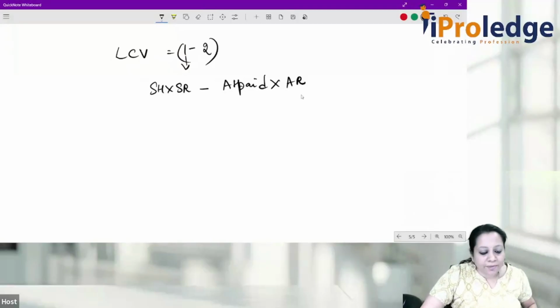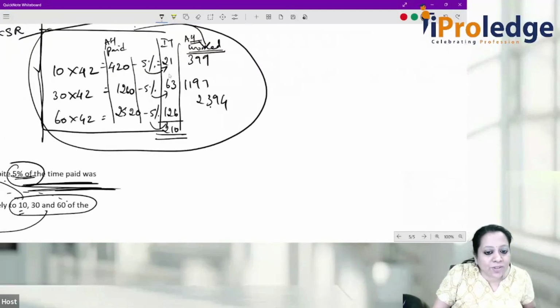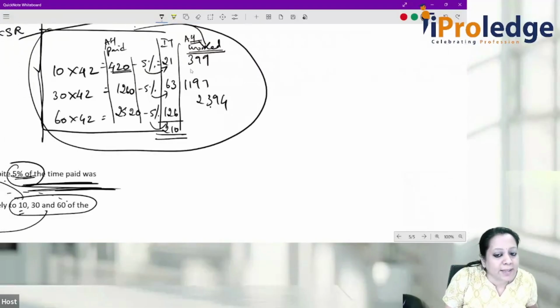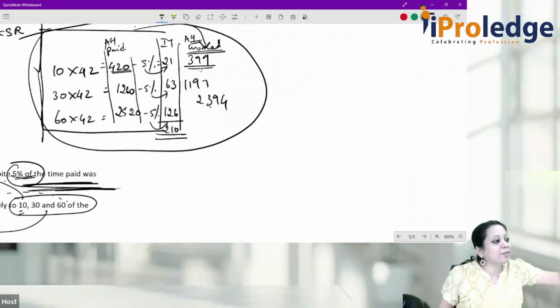See, ma'am, for the first category, what is the actual hours paid? 420. But how much did the worker work? Only 399 hours. 5% is gone in some break time and all that.